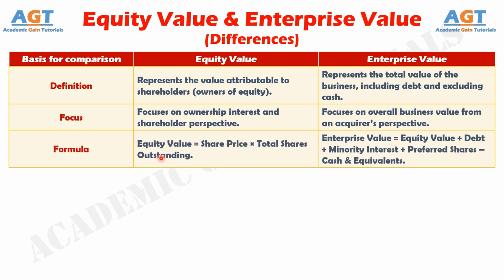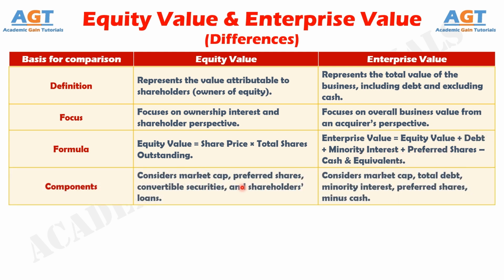Number 3. Equity value is calculated as share price multiplied by total shares outstanding, whereas enterprise value is calculated as equity value plus debt and other obligations minus cash. Number 4. Equity value considers market cap, preferred shares, convertible securities, and shareholders' loans, whereas enterprise value considers market cap, total debt, minority interest, preferred shares, minus cash.